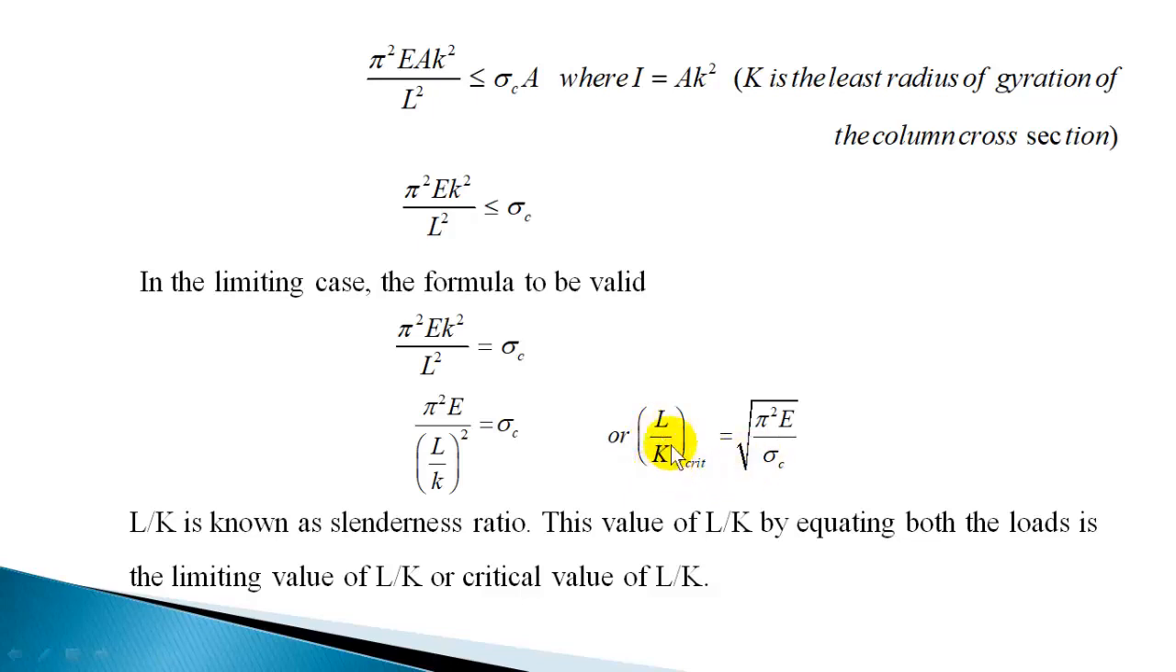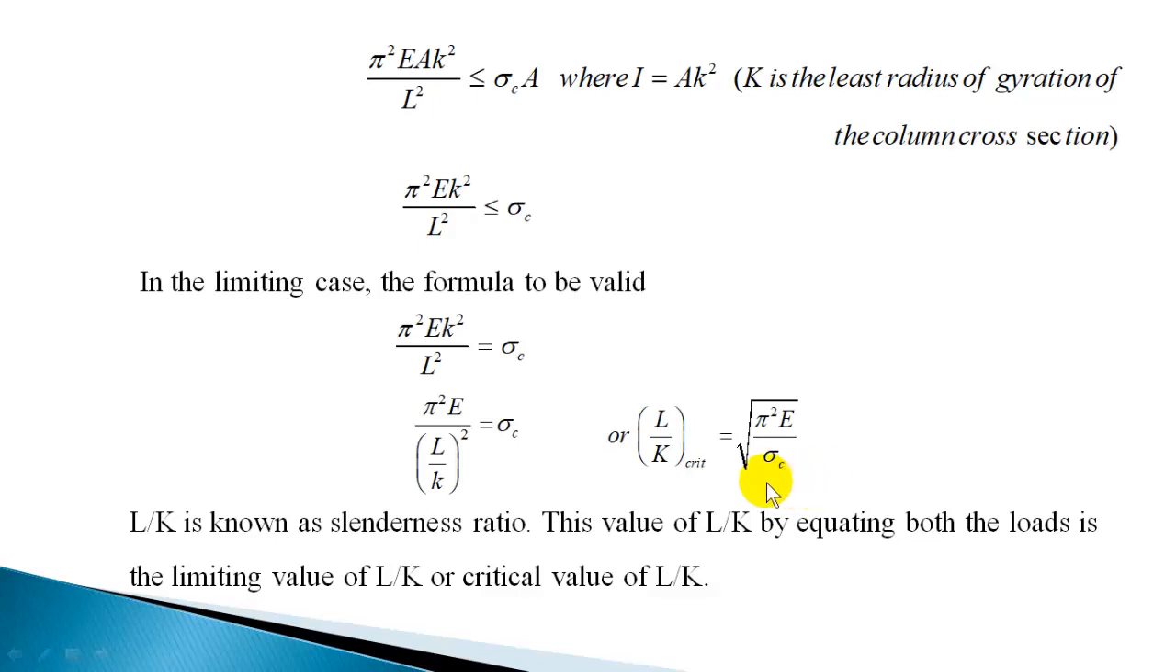Now L and K are variable. The length of the column and the least radius of gyration depend on the column, whereas the right hand side properties are material properties, which are fixed for a given material. So this will give the critical value of L by K, and this is purely a material property. So the critical value of L by K is constant for a given material.